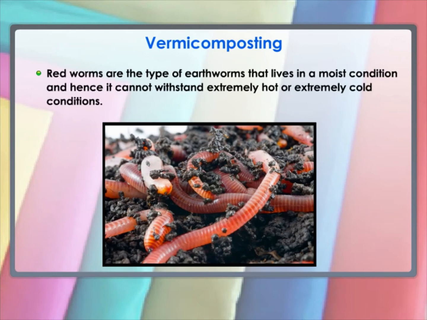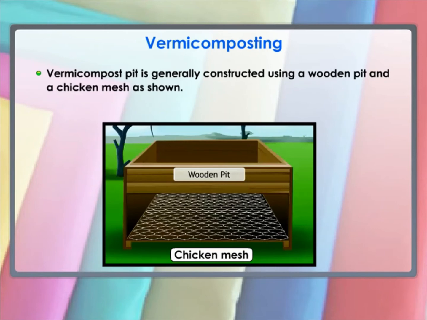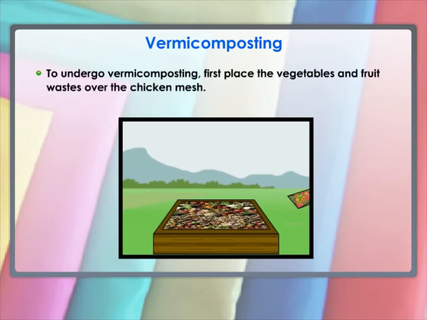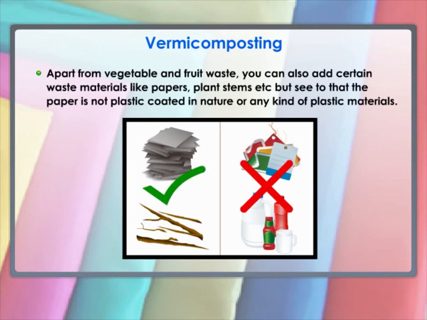Red worms are a type of earthworm that lives in moist conditions, and hence it cannot withstand extremely hot or extremely cold conditions. A vermicompost pit is generally constructed using a wooden pit and a chicken mesh as shown. The chicken mesh is usually placed at the bottom of the pit. To undergo vermicomposting, first place the vegetable and fruit wastes over the chicken mesh. Apart from vegetable and fruit waste, you can also add certain waste materials like papers, plant stems, etc. But see to it that the paper is not plastic coated or any kind of plastic material.